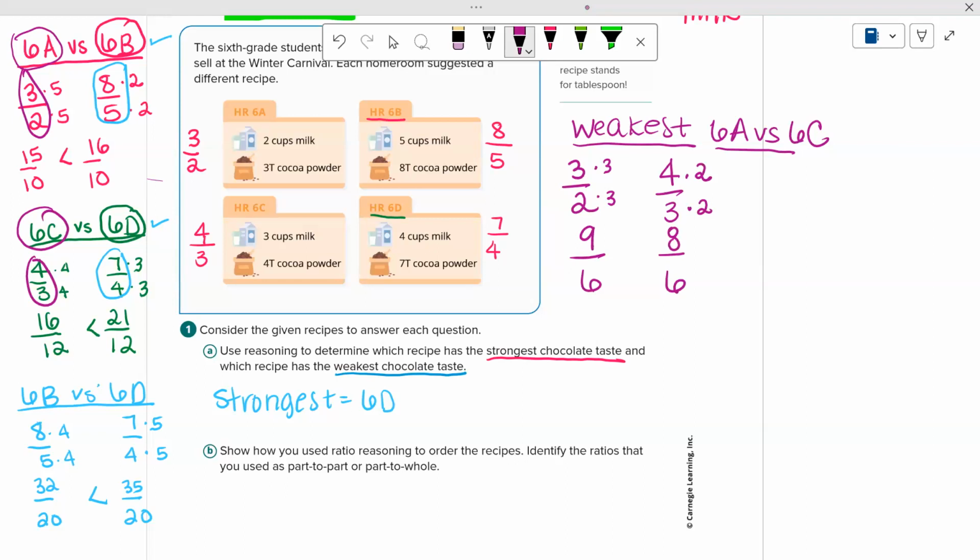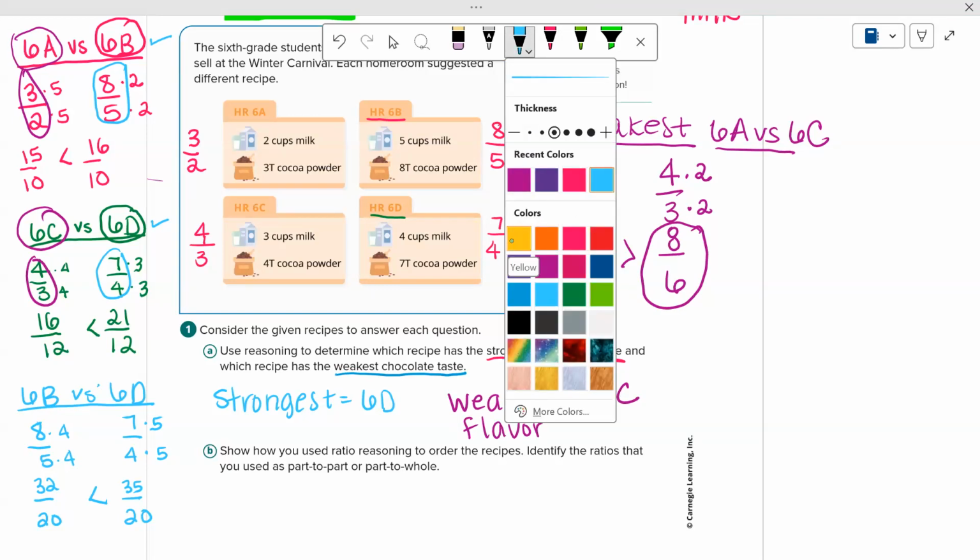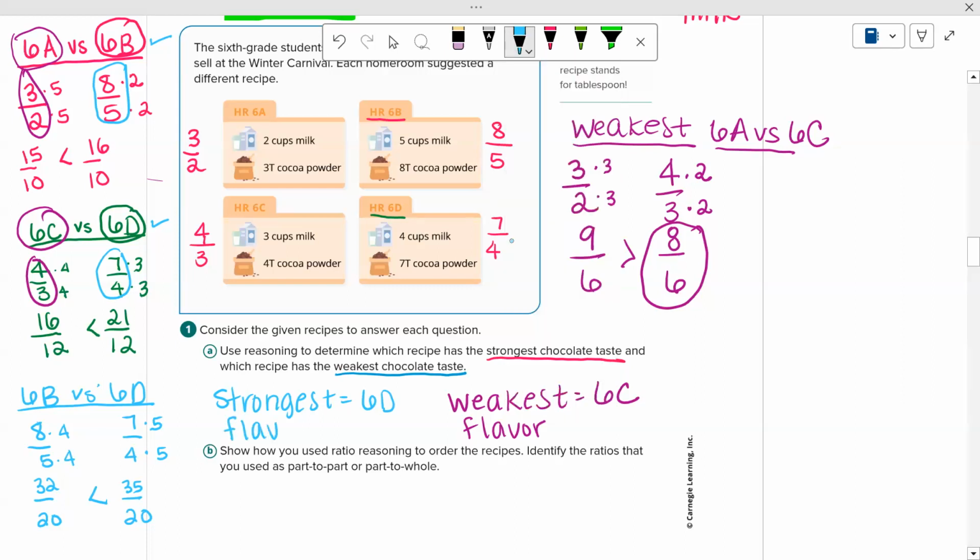So now we want the weakest. So we don't want the biggest fraction. We want the smaller fraction. So the weakest is actually 6C. Weakest is 6C. The weakest flavor is 6C, and the strongest, I should write it better, excuse me, the strongest flavor is 6D.